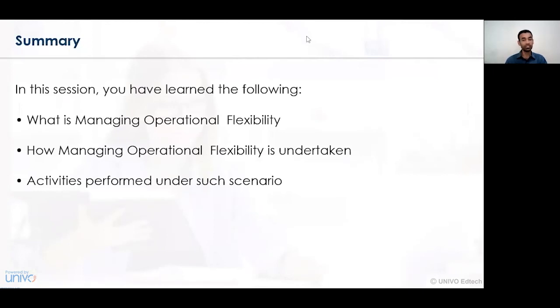Now let's summarize what we have learned in this session. In this session, we have understood the meaning or concept of managing operational flexibility. We have seen how managing operational flexibility is undertaken in the organization and what the various types of activities are for managing operational flexibility.